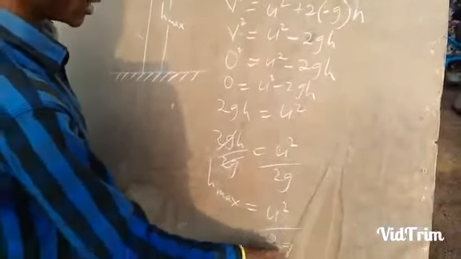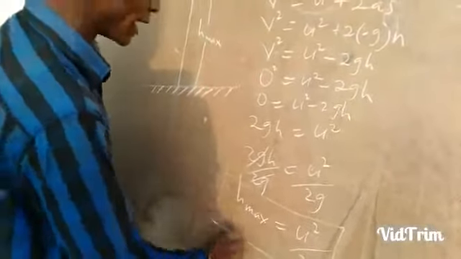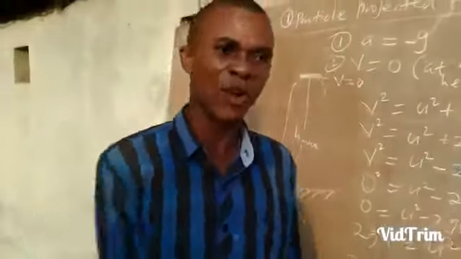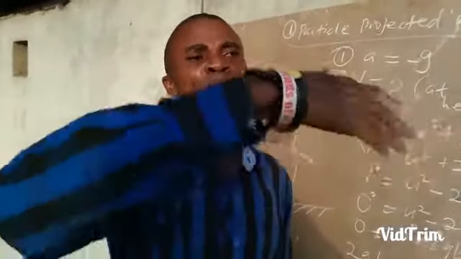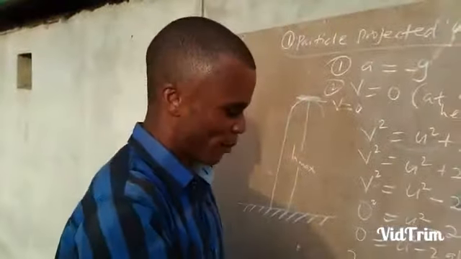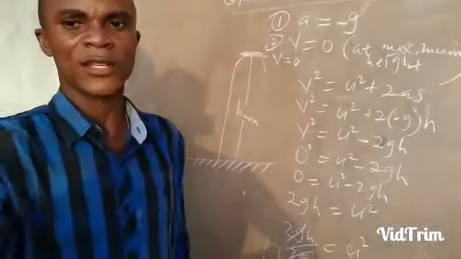So anytime somebody tells you to find the highest point reached, when you send an object vertically upward from the ground, somebody will want you to get the highest point reached by that particular object. The formula becomes u square divided by 2g.